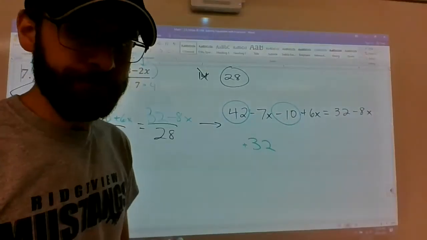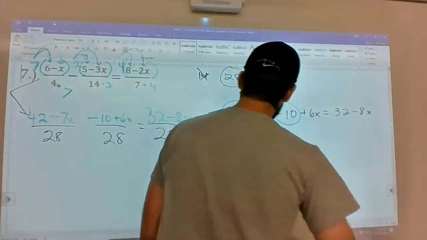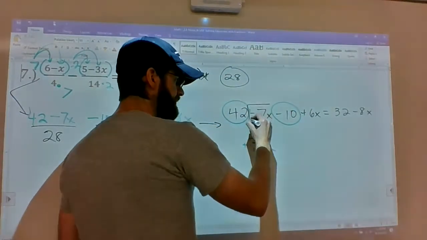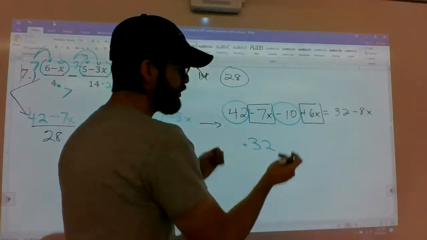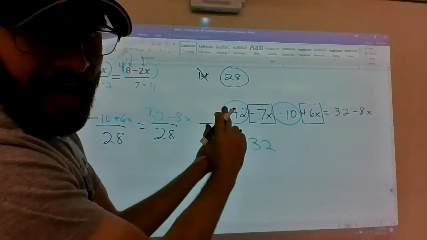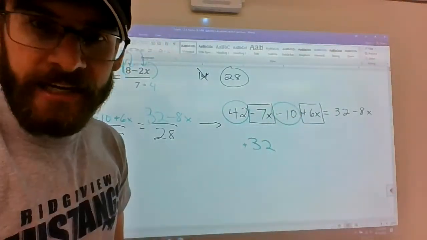Positive 32. Okay? And then over here, I've got a negative 7x plus 6x. So that's using the commutative property to say we can just add those terms together. Negative 7 plus 6, negative 1x.